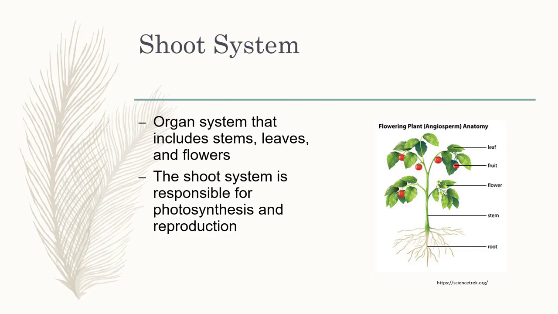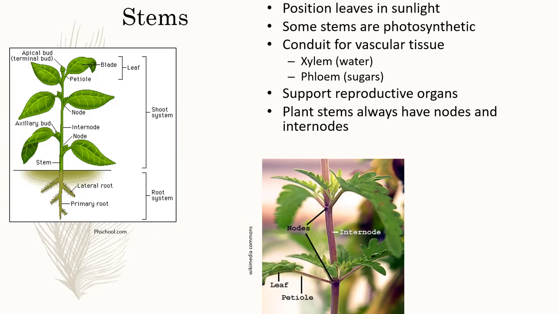The shoot system is an organ system that includes stems, leaves, and flowers, and the shoot system is responsible for photosynthesis and reproduction. Stems help position leaves in sunlight so they're able to photosynthesize properly. Some stems are actually photosynthetic, such as Scotch broom, one of the reasons it's such a great weed around here.